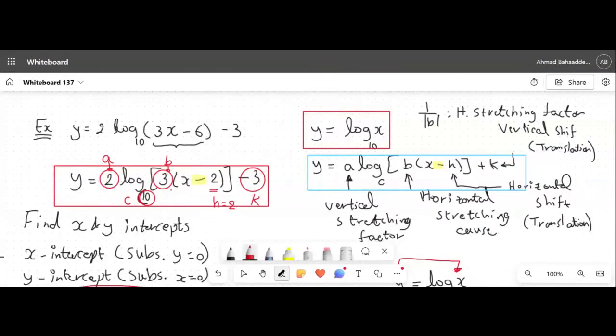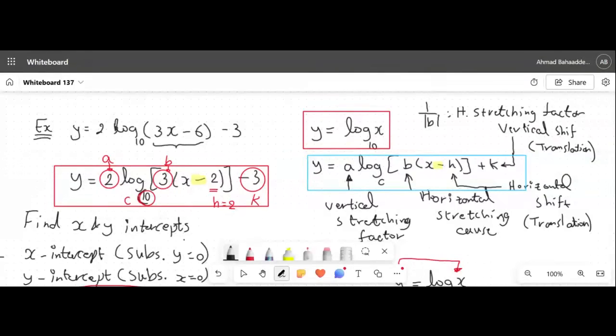For the 3, I take the common factor between 3x and 6, then divide 3x by 3 and 6 by 3. That gives me 2. The 2 is actually the horizontal shift, and k represents the vertical shift or vertical translation. H is always the horizontal shift or horizontal translation.